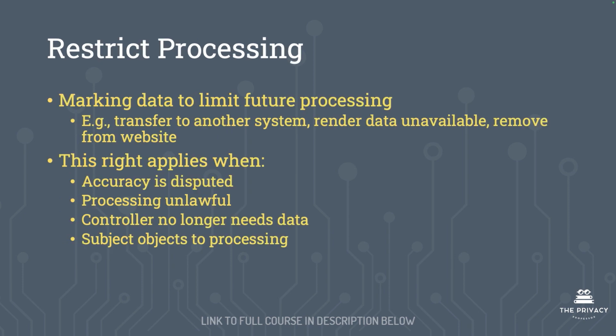With regards to restricting processing, this means that data is marked to limit future processing. And the examples I've provided here include data being transferred from one system to another, rendering data unavailable, or removing data from a website. This applies when the accuracy of the data is disputed, when the processing is unlawful, when the controller no longer needs the data, or when the data subject objects to processing.